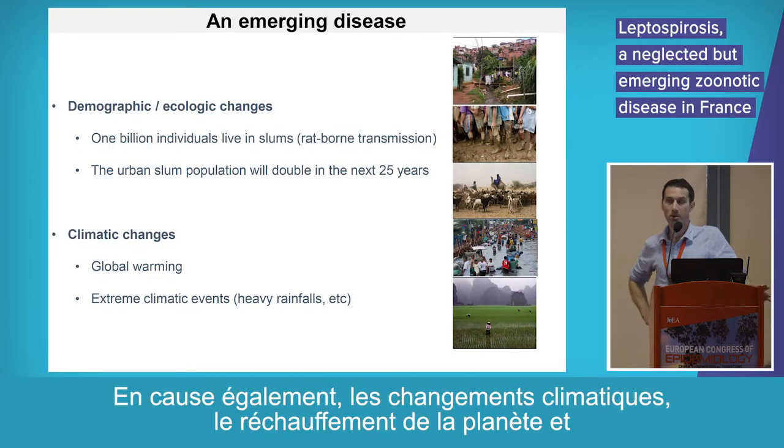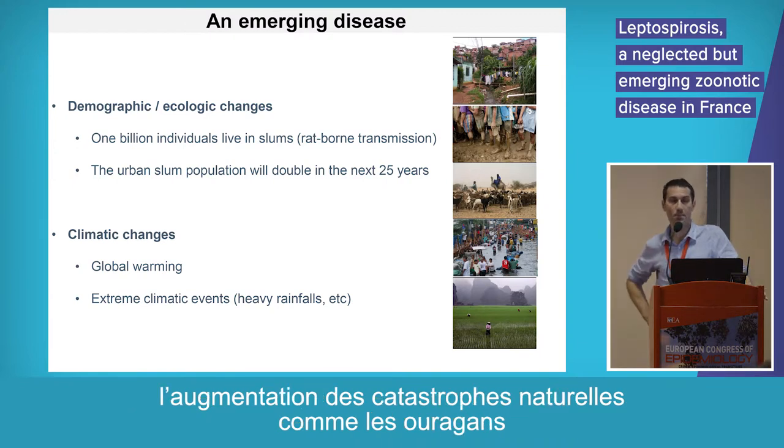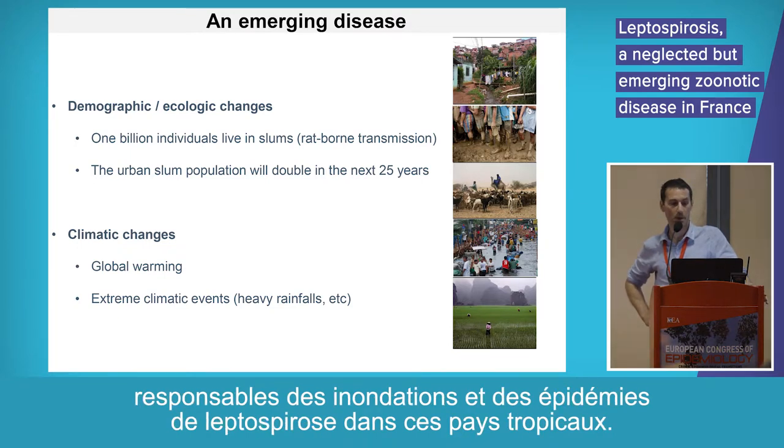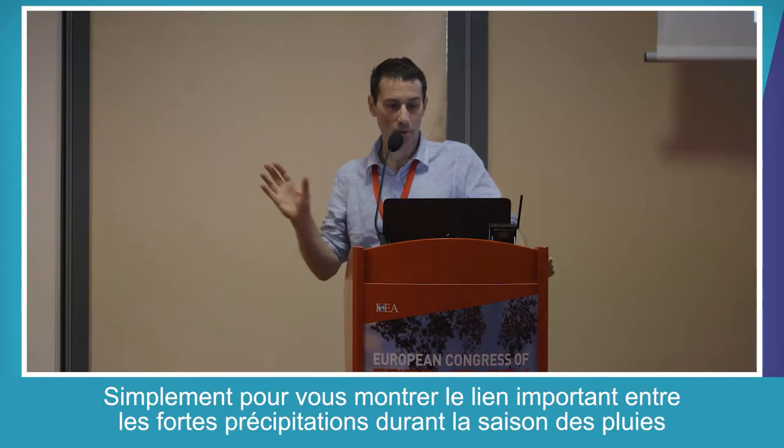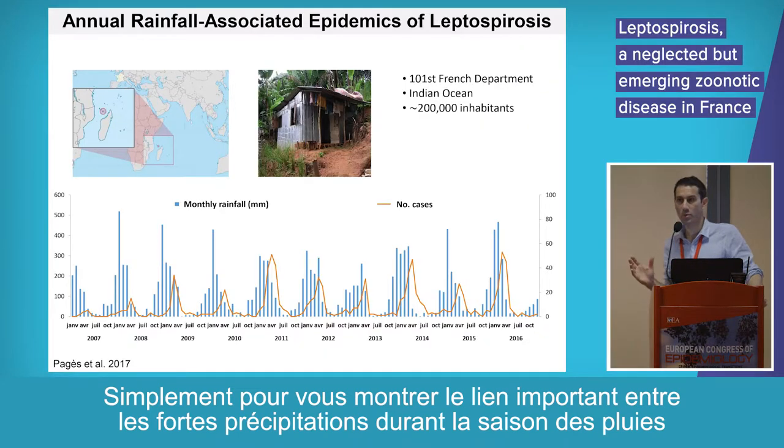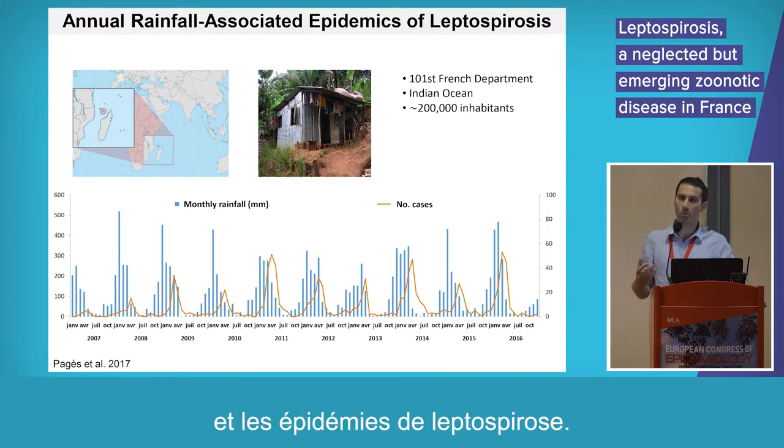It's also emerging because of climatic changes, with global warming and the more frequent appearance of extreme climatic events such as hurricanes, which are responsible for floodings and outbreaks of leptospirosis in these tropical countries. Here, just to show you the strong association between heavy rainfall, the rainy season, and outbreaks of leptospirosis.